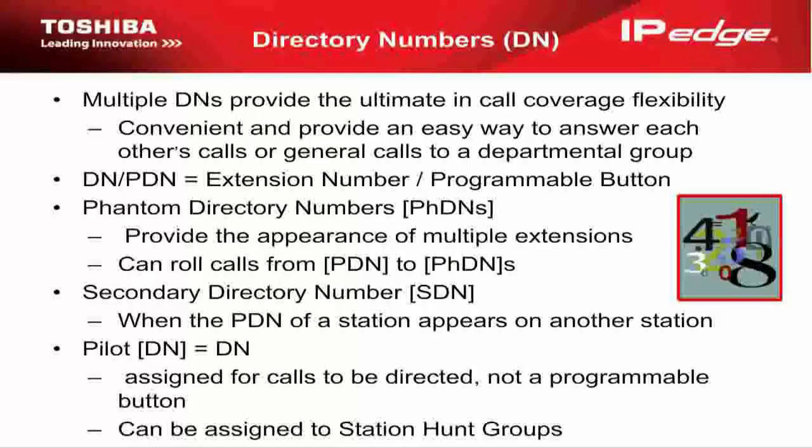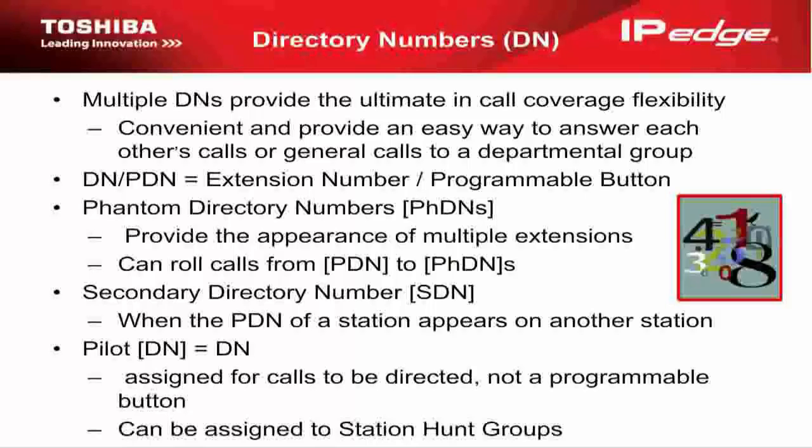Secondary directory numbers, or SDNs. When the prime DN of a station appears on another station, it becomes a secondary directory number on the other station. The prime DN of one telephone can appear as a secondary DN on all other digital or IP telephones and ring on all other digital or IP telephones. Incoming and outgoing calls can occur on each PDN or SDN. A special note: secondary directory numbers on SIP phones require additional licensing.